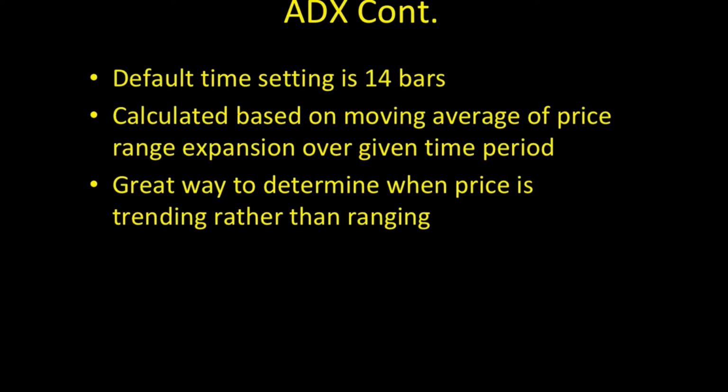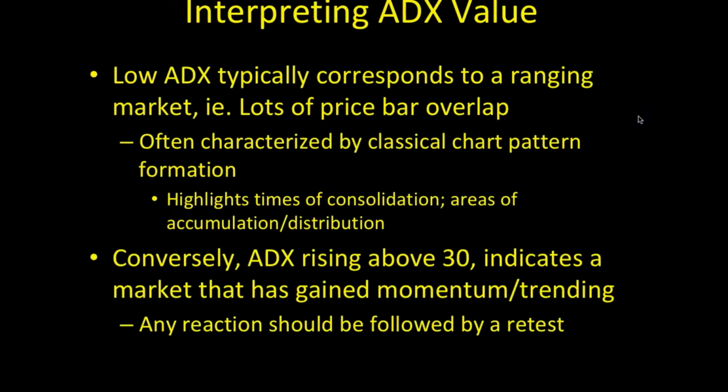And if you're curious as to how it's actually calculated, it's calculated based on a moving average of price range expansion over a given time period. It's another way you can confirm that you're trending, basically. So a low ADX will indicate ranging, so a lot of sideways action.